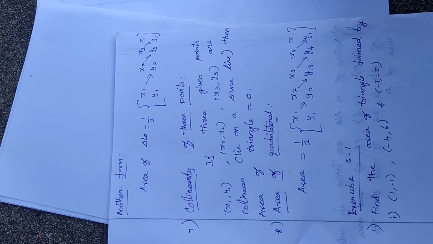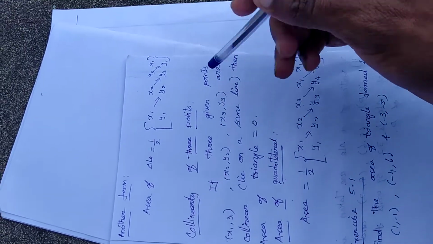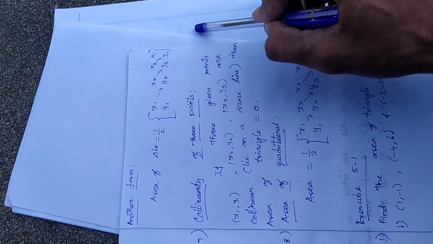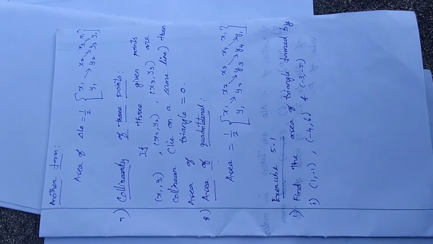Okay, another form of area of triangle will be half of this formula: x1 y1, x2 y2, x3 y3 and x1 y1. Next, collinearity of 3 points. Collinearity of 3 or more points. Here we are going to study only 3 points.